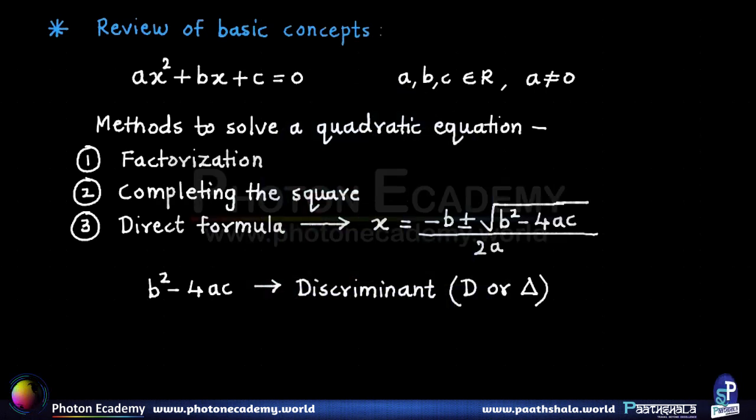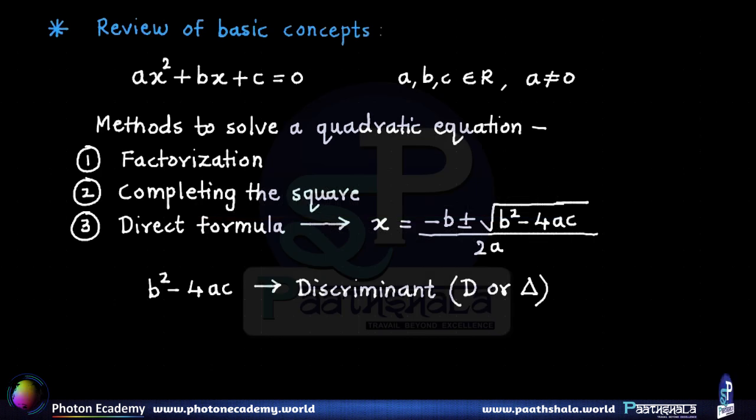A quadratic equation, as we know, is of the form ax² + bx + c = 0, where a, b, c are real numbers and the leading coefficient, that is a, is not equal to 0. Now, unless otherwise mentioned, we will always assume that the coefficients a, b and c are real.